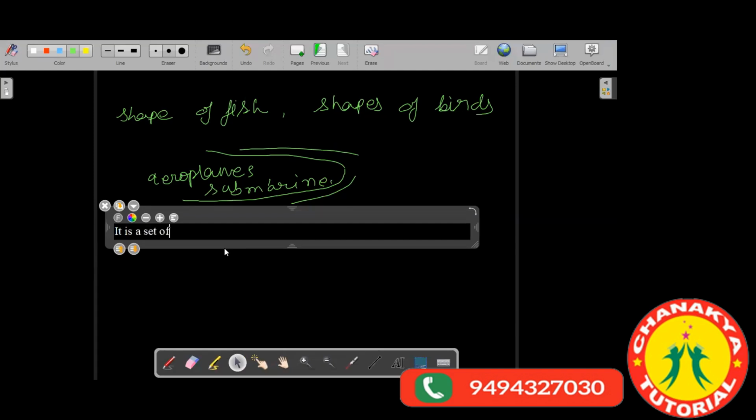Ball bearings. It is a set of two concentric rings and metal balls fitted between the rings.